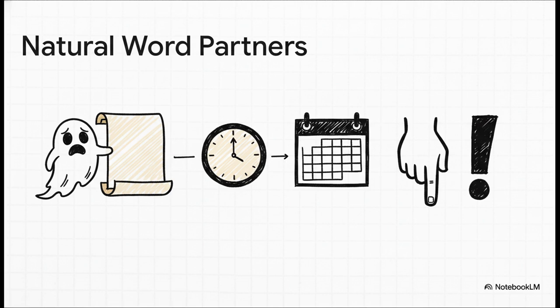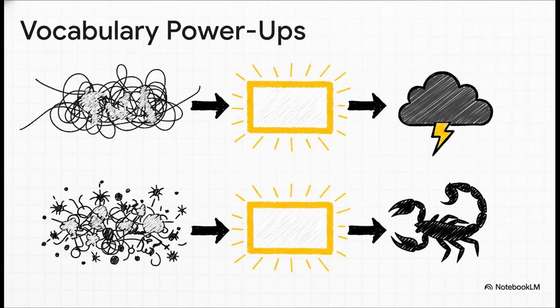Honestly, getting these natural combos right is one of the biggest shortcuts to making your English sound more fluent. It's knowing which words travel in a pack. And this is what I mean by a vocabulary power-up. Why say a frightening dream when you can just say nightmare? It's sharper, it's faster. Why say a small, poisonous spider family creature when you can just say scorpion? Using one precise word is so much more effective. It cuts right to the chase.